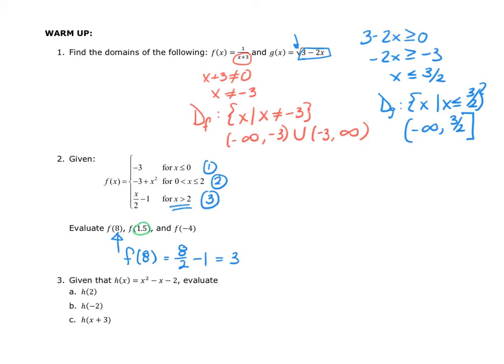This one is 1.5. So I have to figure out where that lands. It is not left of 0. It is not larger than 2. And so f of 1.5 is going to go into the second piece. So f of 1.5 is equal to negative 3 plus 1.5 squared. I'm going to get my calculator out. I'm going to do 1.5 squared.